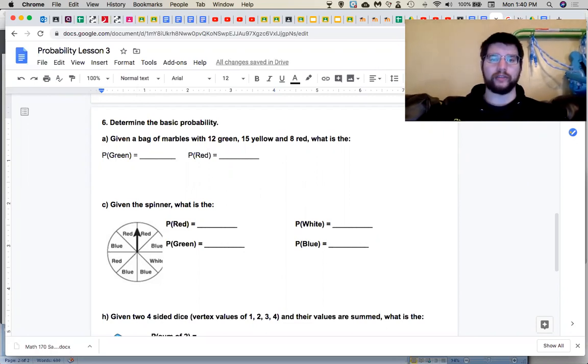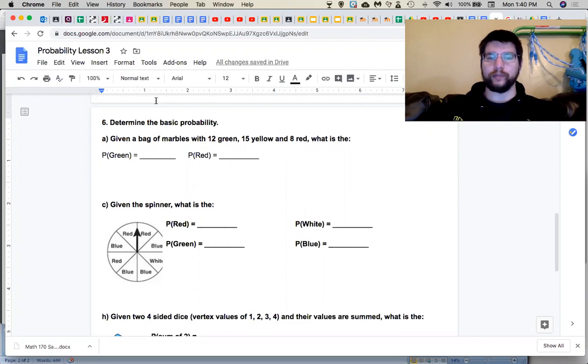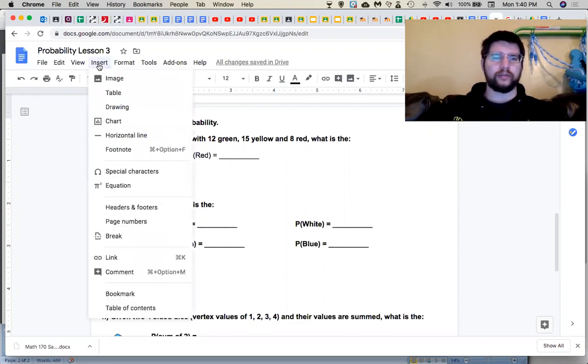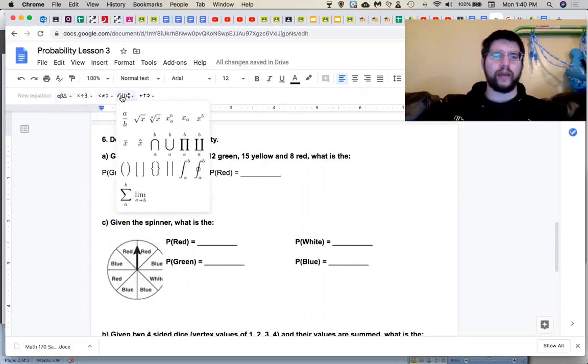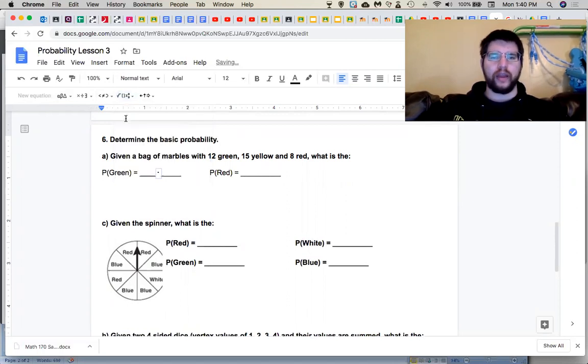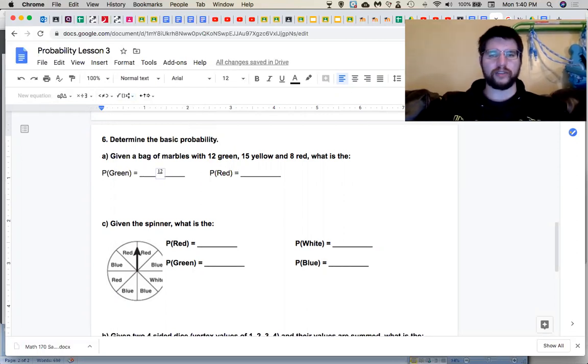To make a fraction, we're going to need to insert an equation. So insert equation. The little equation bar will pop up. We're going to click here, math operations, press the square root, and this A over B thing, that's your fraction. This is going to be kind of small. I'm actually going to change my font in a second also. You got a bag of 12 green and 15 yellow, so there's 12 greens. 12 goes on top. That's good enough to see.